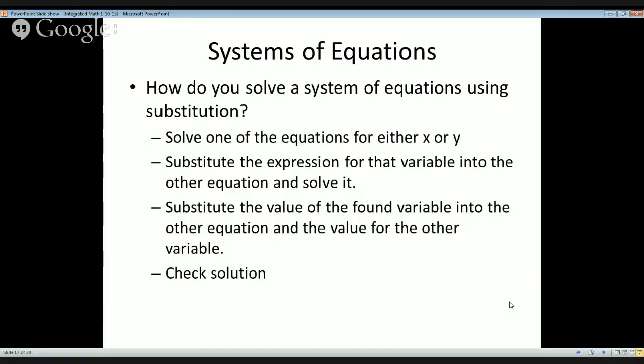Then you substitute the value of the found variable into the other equation, not the one you just finished working with, but the other equation, and find the value for the other variable. It's really important that you don't use this exact same equation that you used to solve, because you need to make sure that you didn't make a mistake somehow. So if you use one equation, then you need to pick the other equation to put your answer into to make sure it's going to work and come up with the correct answer. Actually, that's when you're checking your solution.